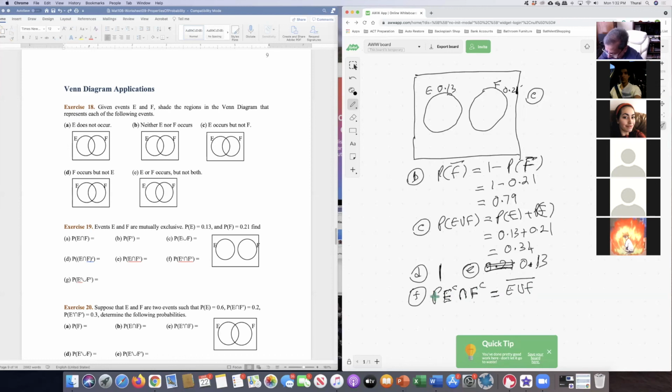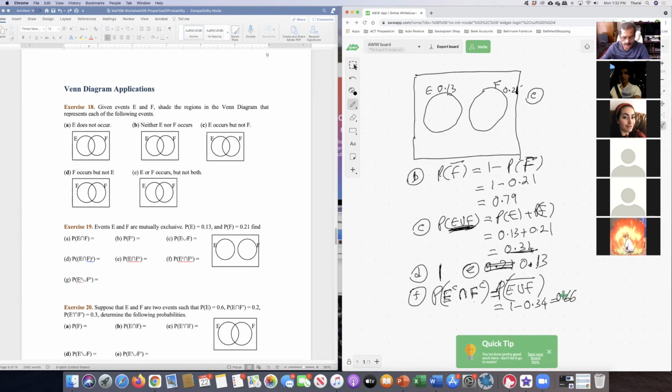So the probability of this is same as probability of this, which is everything outside of the union. What do we have outside the union? We only found probability of E union F as 0.34. So 1 minus 0.34 is the outside. 0.66. Okay. Then E complement union F complement.